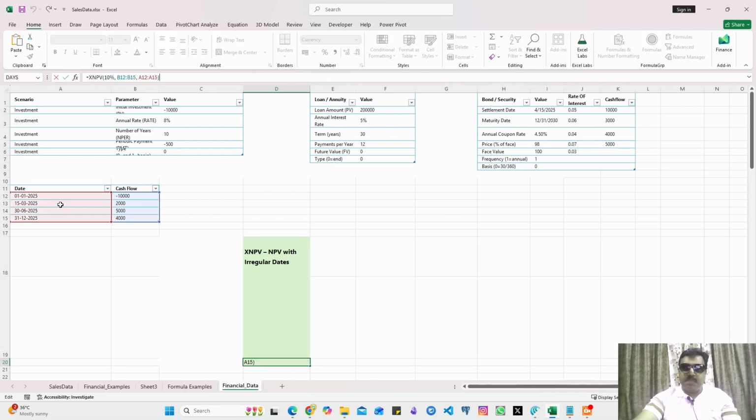By assigning a specific date to every dollar in and every dollar out, Excel uses its internal clock to discount that money with surgical accuracy. This ensures we aren't just guessing, we are measuring.